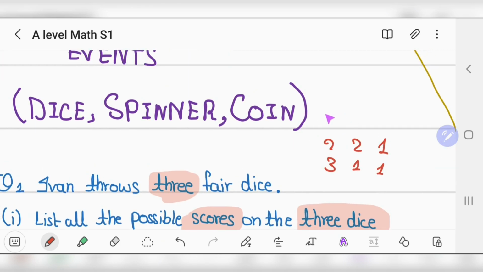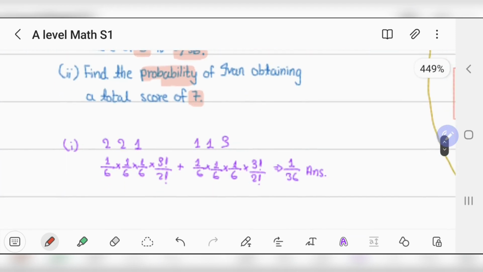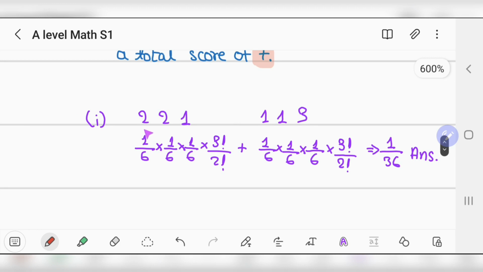Instead of 2, 2, 1, we could get 2, 1, 2 and 1, 2, 2. Similarly, here we could get 1, 3, 1 and 1, 1, 3, right? Like this. So for 2, 2, 1, the probability of getting 2 is 1 upon 6, the probability of getting 2 is 1 upon 6, and for this it is 1 upon 6.